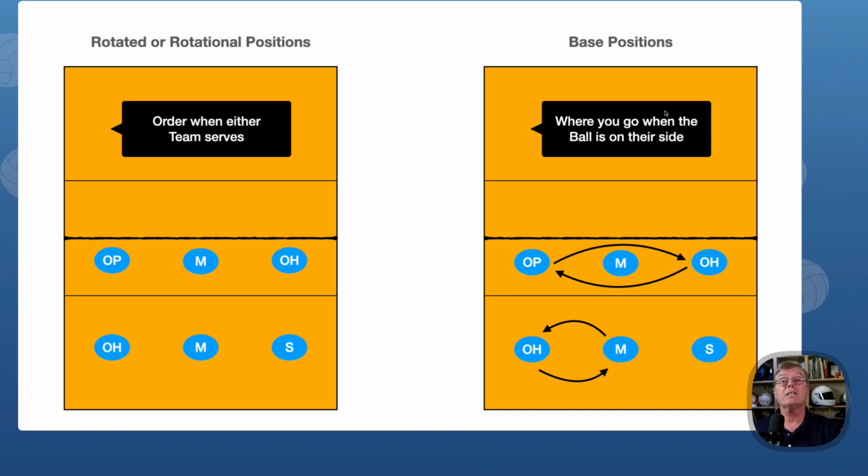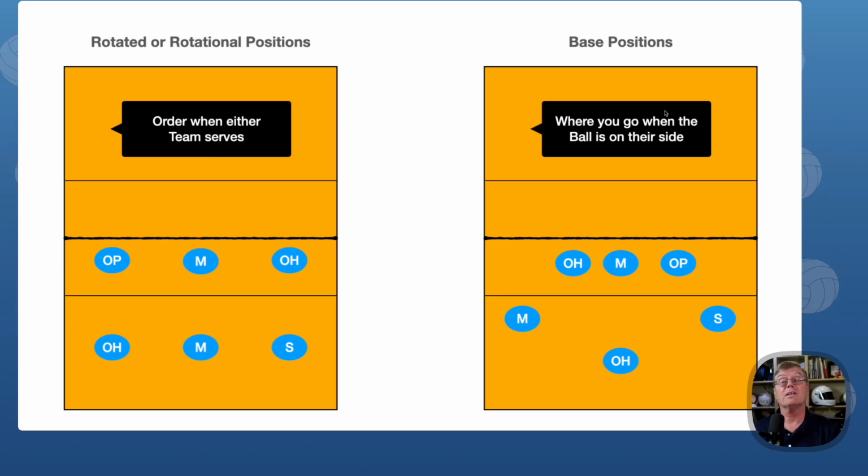Now, in our defense and many defenses, in the back row, we have the base position for the player playing middle on the left side, and we have the base position for the player playing left side in the middle of the court. So those two would switch as well. So it would look something like this once we serve. We would go to these positions.